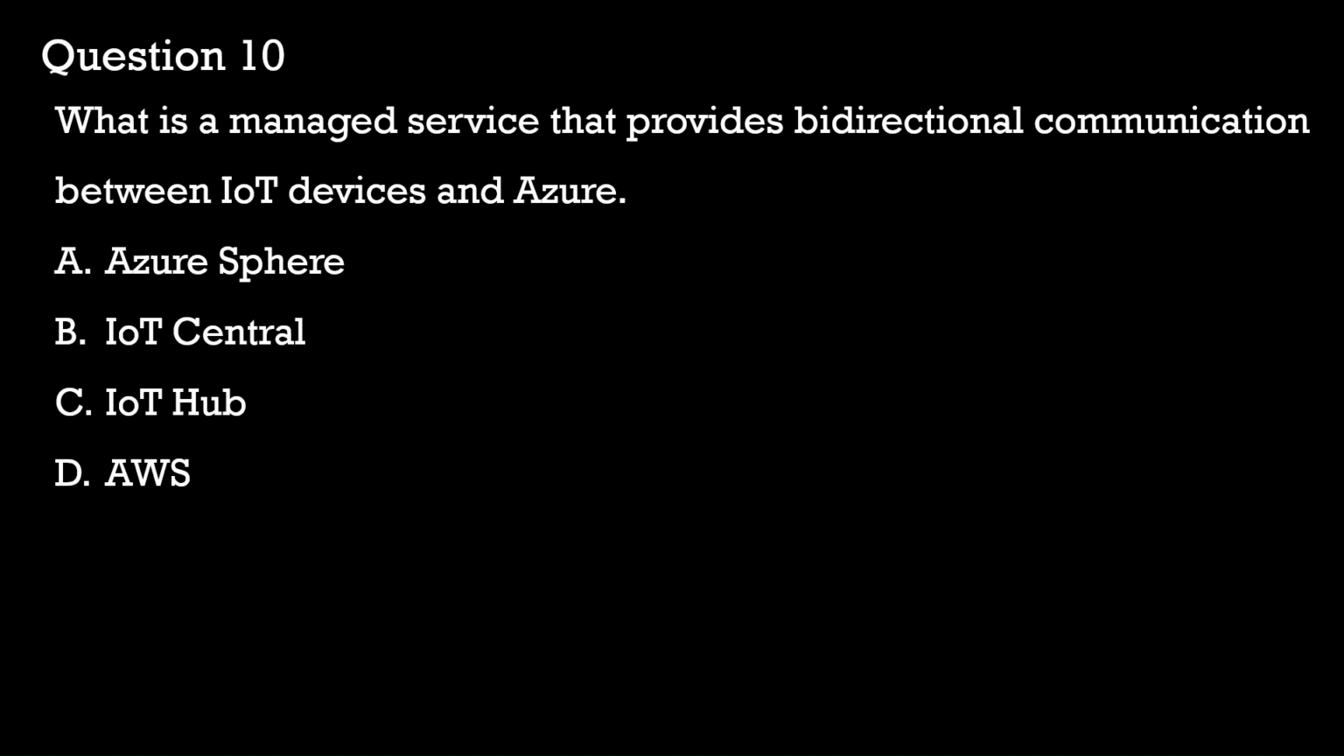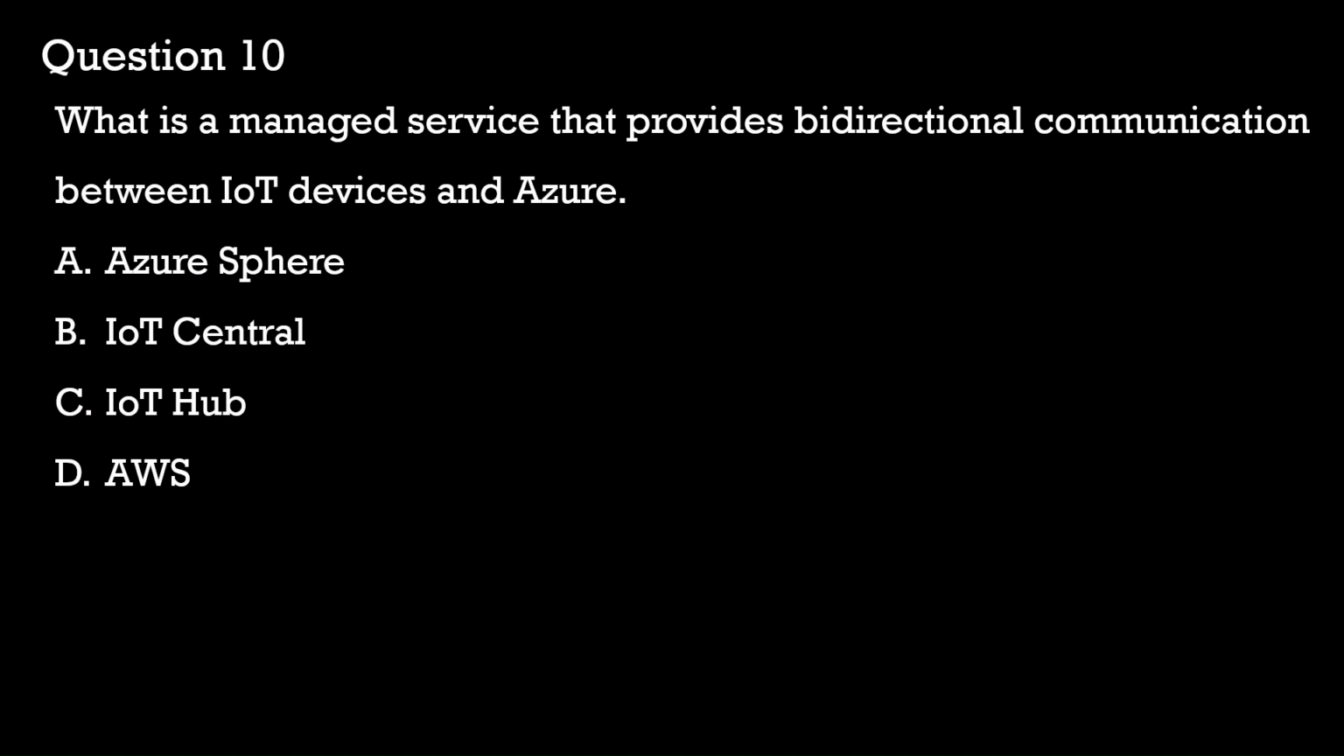business needs. Question 10. What is a managed service that provides bidirectional communication between Internet of Things devices and Azure? A. Azure Sphere. B. IoT Central. C. IoT Hub. D. AWS.